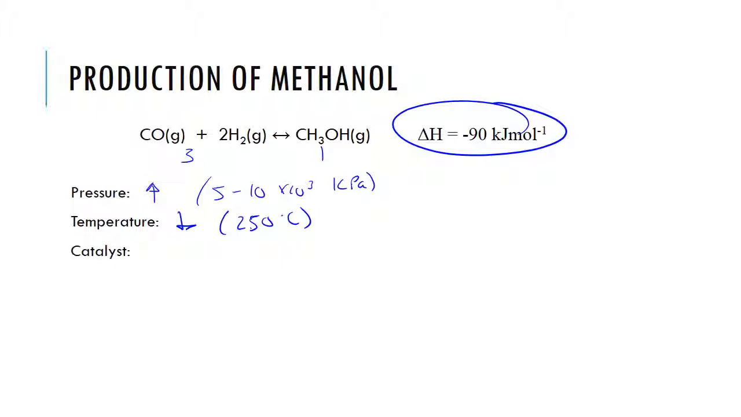Lastly, a catalyst, which is a very interesting catalyst. They use a copper, zinc oxide, aluminum oxide mixture to combat that higher temperature to increase the yield of methanol that we are going to produce.